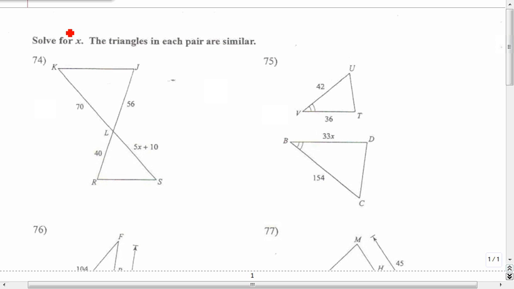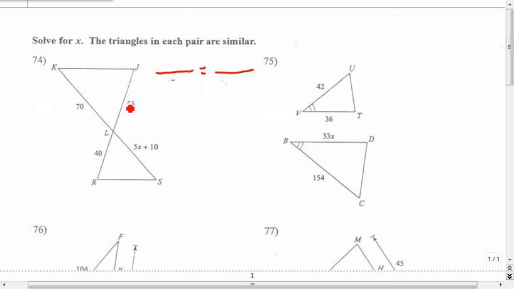Next set of directions ask us to solve for x. The triangles in each pair are similar. So when we have similar triangles or similar figures in general, we know that the sides are what? Proportional. So we can set up a proportion. So we need to label our triangles so that we can set up a proportion correctly.